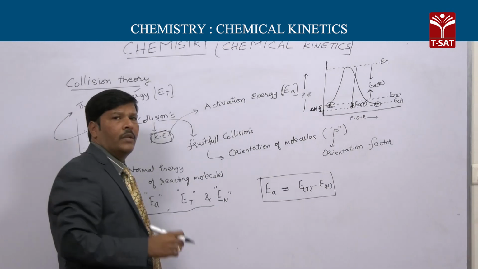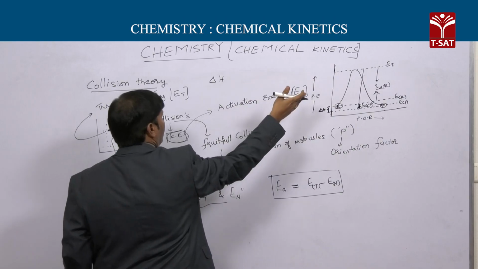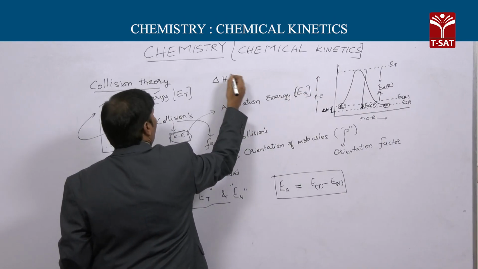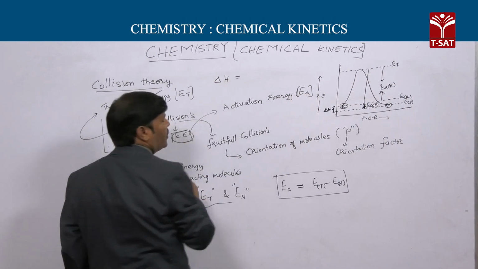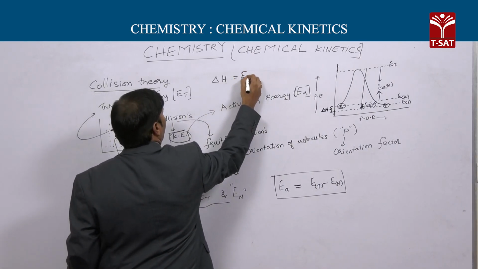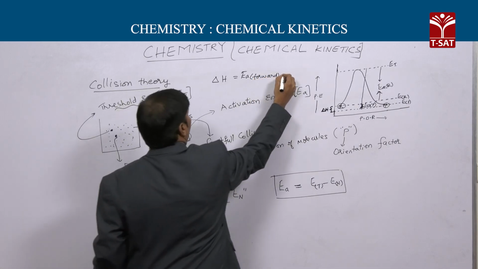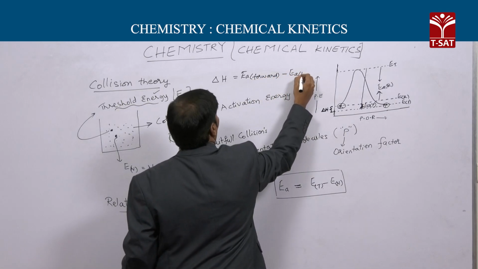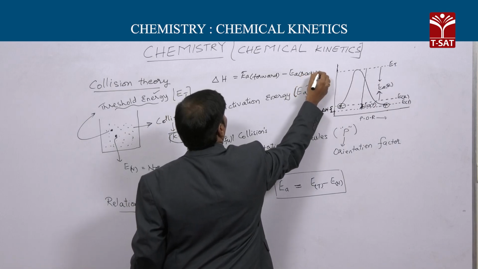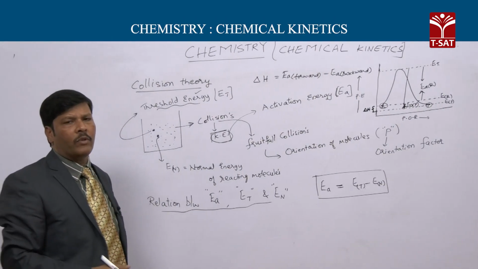And if you want to correlate the enthalpy change with the activation energy of the reactants and the activation energy of the products, then we have a generalized equation. The relation between enthalpy change and the activation energies is given by: change in enthalpy of a reaction is equal to the activation energy forward minus the activation energy of the backward.